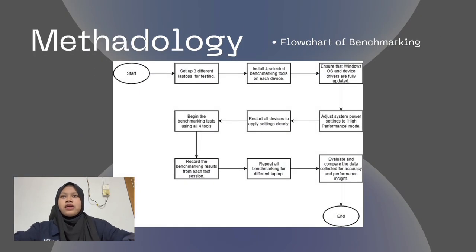First, we set up 3 different laptops for testing. Then we install 4 selected benchmarking tools on each device, and we ensure that the Windows OS and device drivers are fully updated. The next step is to adjust the system power setting to high performance mode, and then we restart all devices to apply the settings. Then we begin the benchmarking test using all 4 tools, and we record the benchmarking result for each test session. We repeat all benchmarking for each different laptop. Lastly, we evaluate and compare the data collected for accuracy and performance insight.